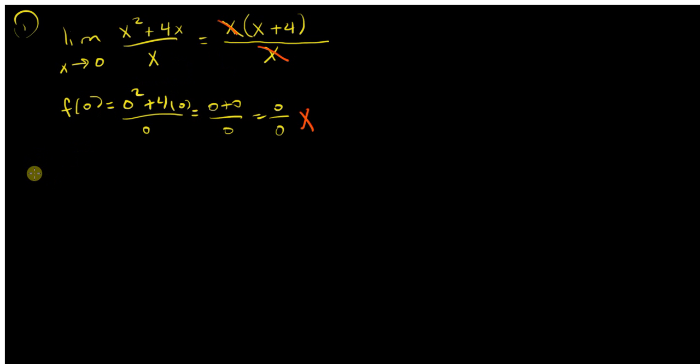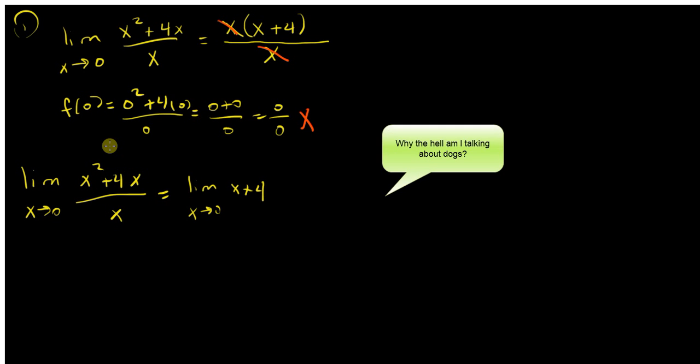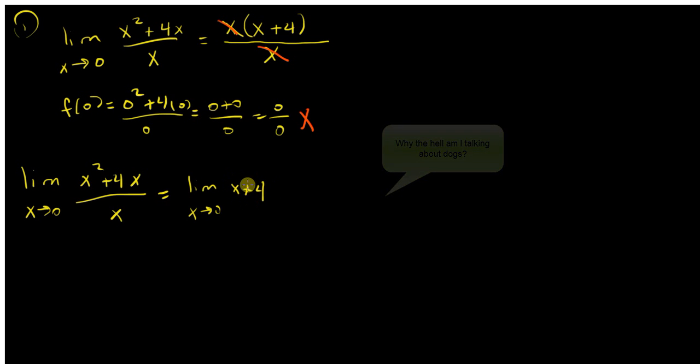It turns out that the limit as x approaches 0 of x squared plus 4x over x, that's the same thing as saying the limit as x approaches 0 of x plus 4. So you know what this is like? This is like a small little dog that has a loud bark, right? But when you take off all of its fur and take out its bark, it's really just a small little dog. It's just x plus 4.